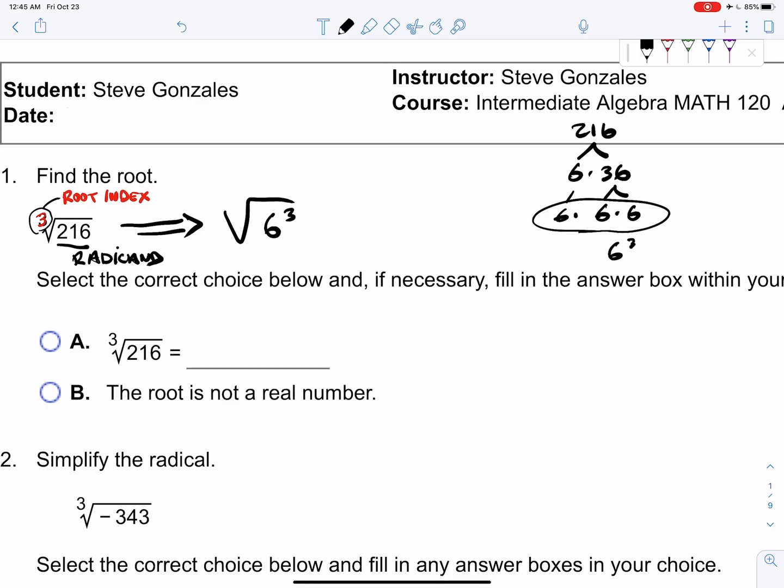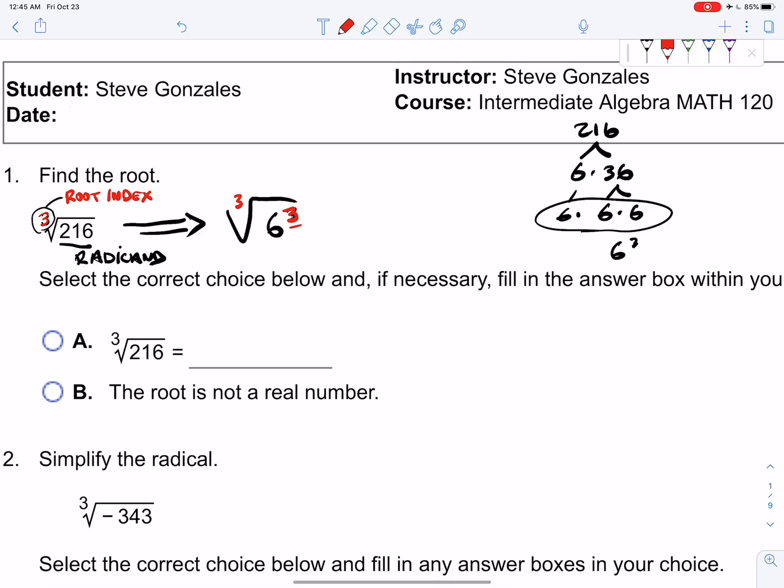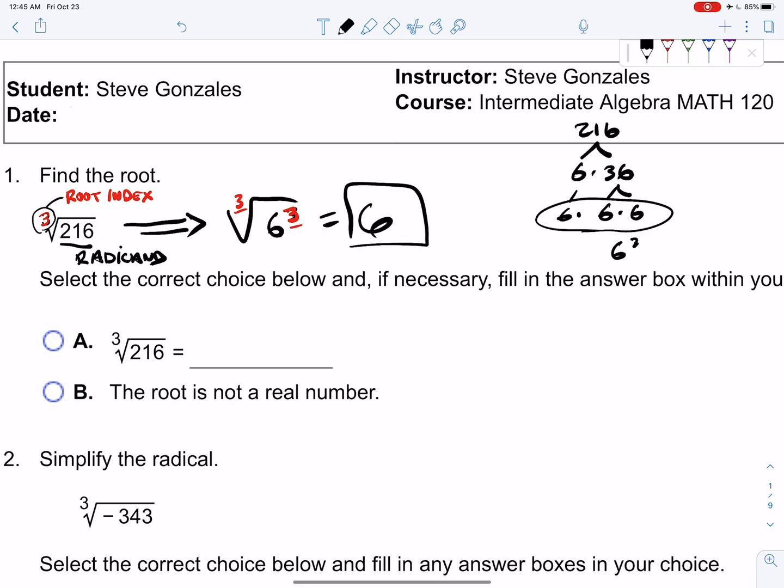Now remember, we are looking for cube roots, not square roots. And when you're looking for cube roots, if you have a power of 3 and an index of 3, that's sweet. Out comes what? Out comes that base number of 6. So the cube root of 216 is just 6.